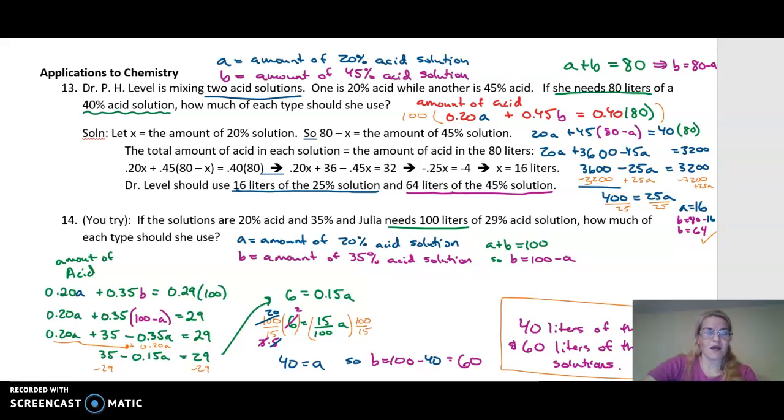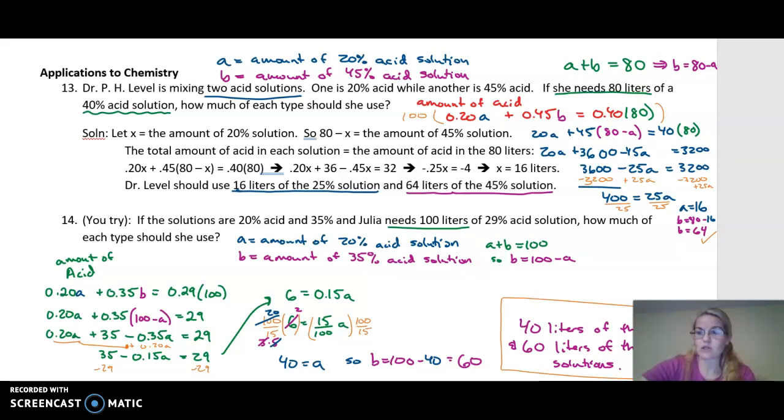But yeah, if you need 80 liters of a 40% acidic solution, how much of each type? So then you're going to get the amount of acid equation, right? 20% of liquid A is pure acid. 45% of liquid B is pure acid. And I want that sum to equal 40% of the 80 liters, because 40% of my 80 liters I want to be pure acid. All right, so then it's just a matter of substitution. Put that in for B, get everything in terms of A, or in this case, get everything in terms of X. And we figure out that, yes, 16 liters of the 25% and 64 liters of the 45%.